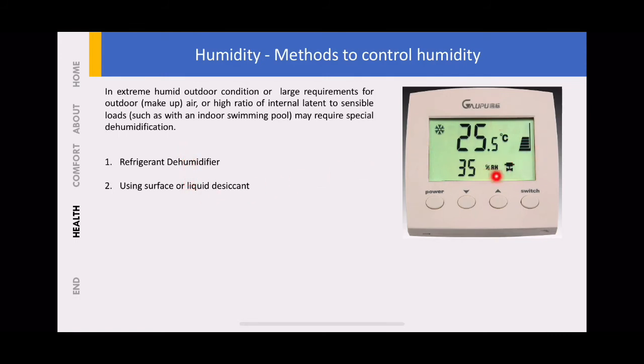Sometimes your air conditioning system is fitted with a humidifier or dehumidifier. In this case it is a refrigerant dehumidifier. That means you remove the liquid inside the room, so you will have lesser temperature and also lesser moisture or humidity, right? Or sometimes you use surface or liquid desiccant. That means this form of calcium carbonate sucks in humidity from the air. It is likewise the one that you have in your medicine bottles, yeah, your vitamin bottles.